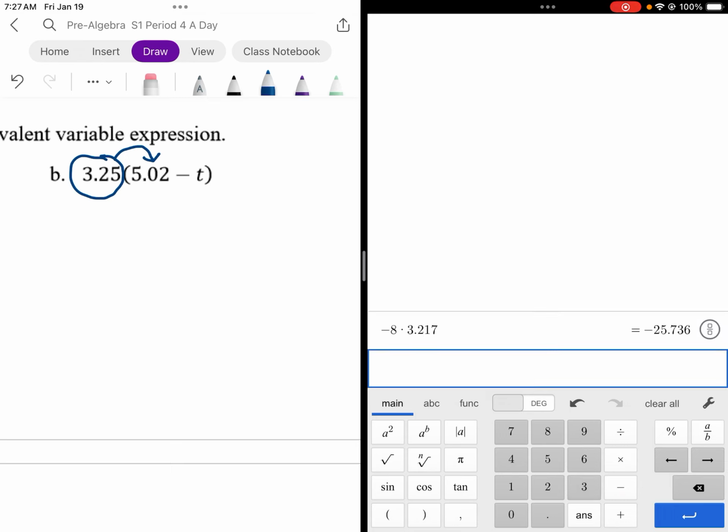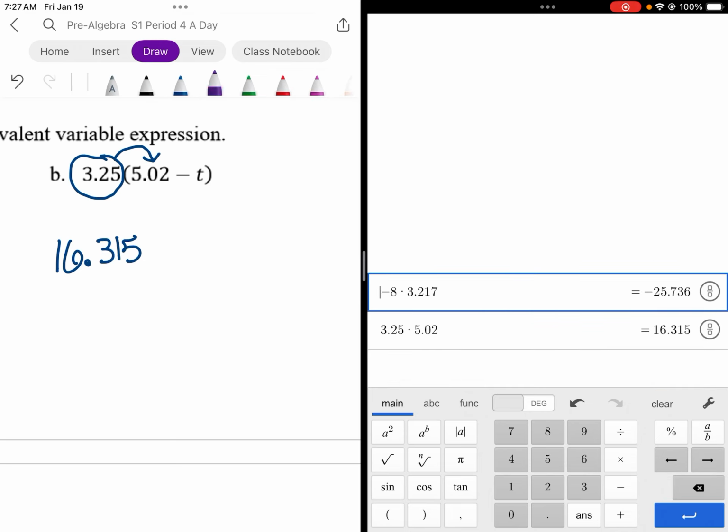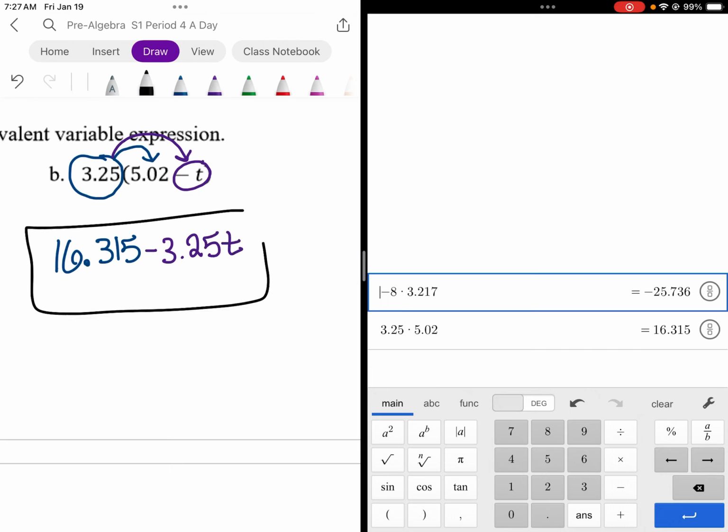So if we do 3.25 times 5.02, that gives us a number of 16.315. Then we're going to take that 3.25 and we're going to still multiply that by negative t. A positive times a negative is negative. And 3.25t would be our final term.